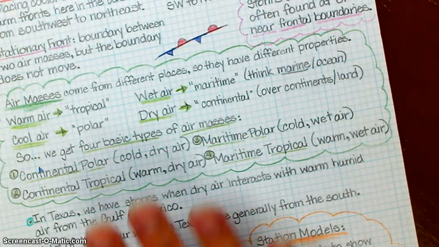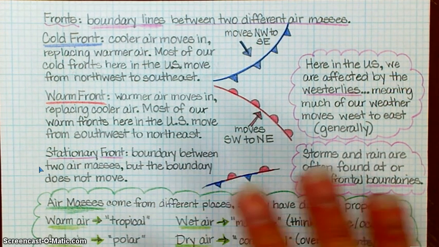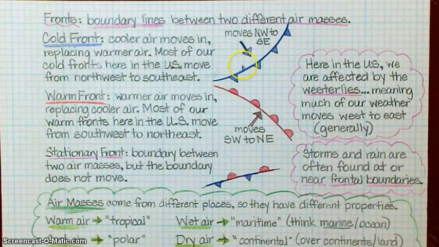Speaking of frontal boundaries, your cold fronts are represented by blue lines with spikes. Spikes show you which way the cold front moves. A warm front is a red line with red humps, but again, the hump direction shows you which way the front moves. A stationary front looks like a little piece of each one.